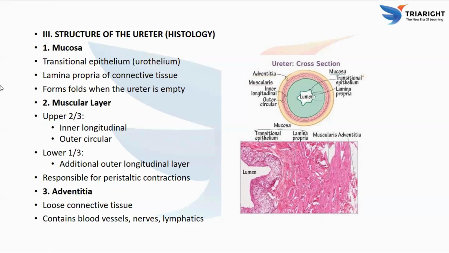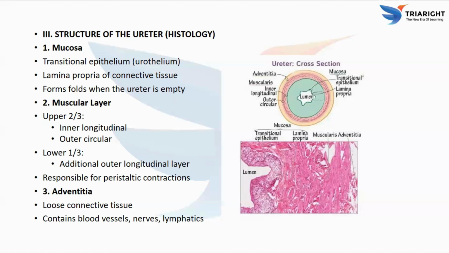The second layer is the muscular layer, which is the middle layer. The muscular layer is the most important layer because it creates peristalsis, which is a rhythmic contraction that pushes the urine to the bladder. The upper two-thirds of the ureter has an inner longitudinal muscle and an outer circular muscle, whereas the lower one-third part of the ureter has an additional outer longitudinal layer. So the lower end has three layers of muscles.